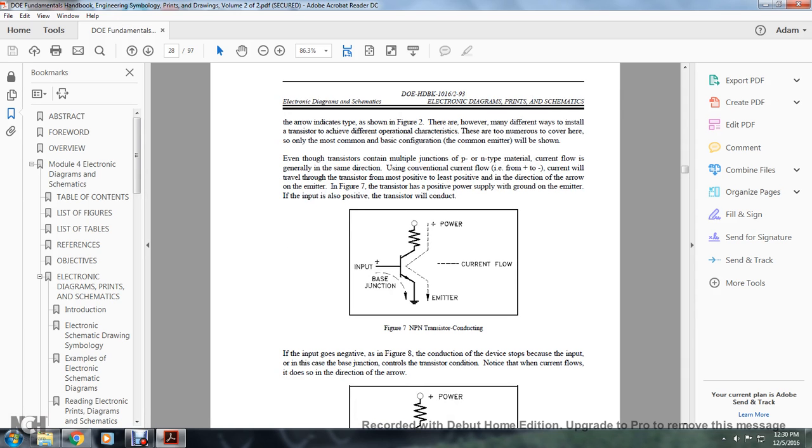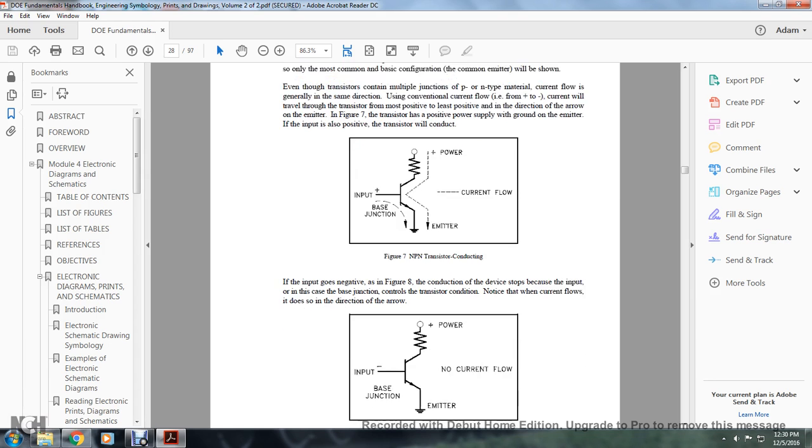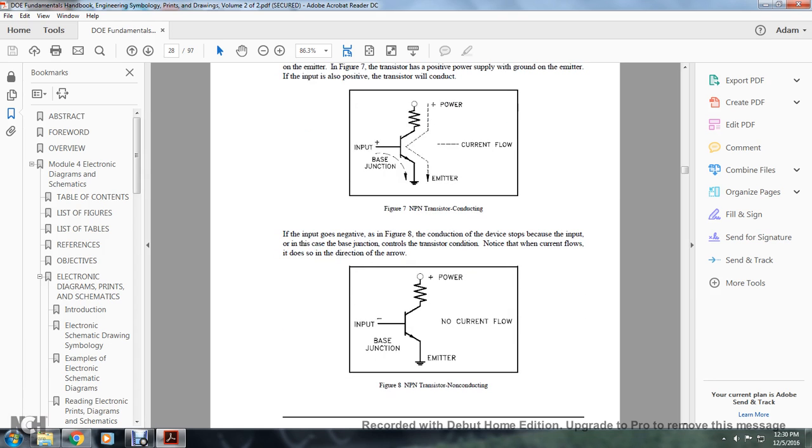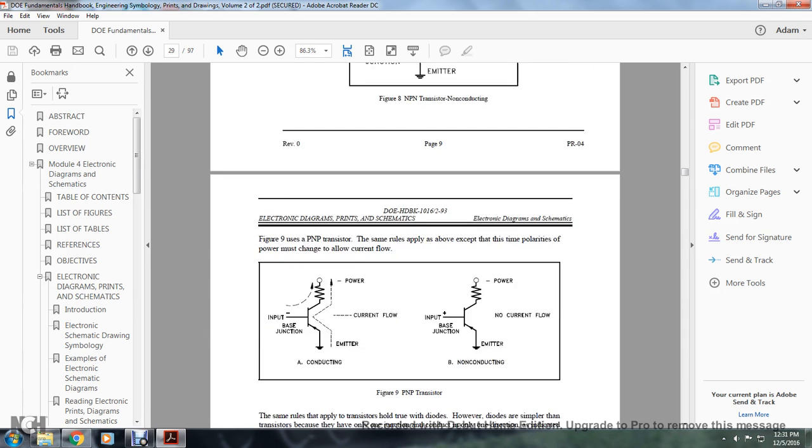If the input goes negative, the figure 8 junction device, because the input point of the base junction controls for a condition. Notice when the current flows, there is no direction arrow. In a negative flow, the power goes from the resistor to the input, and then from the base junction to the emitter, which looks like a ground emitter, and no current flows.